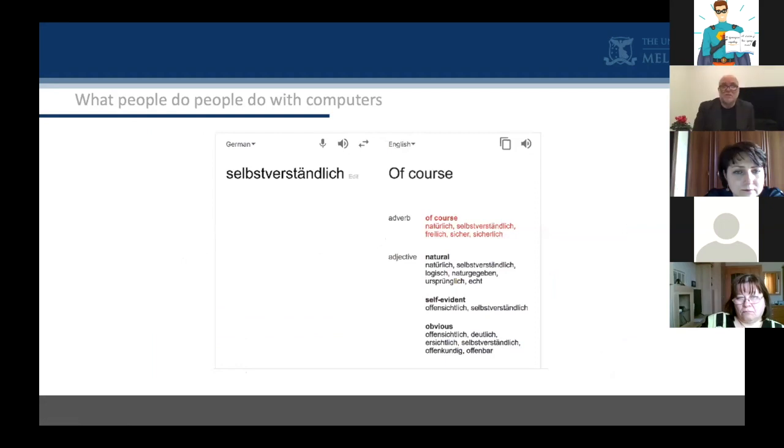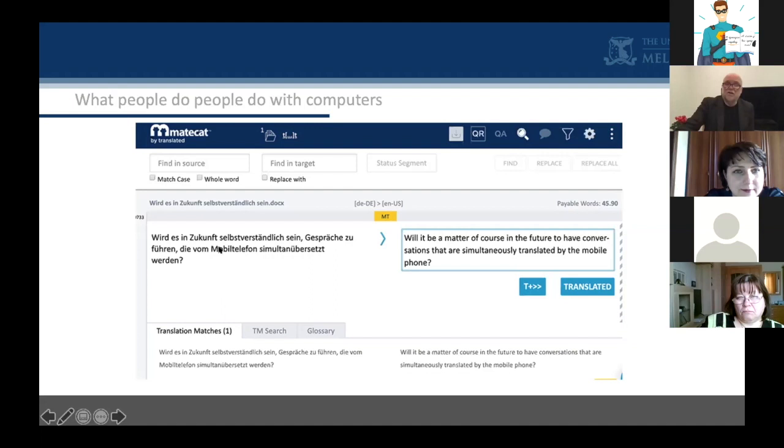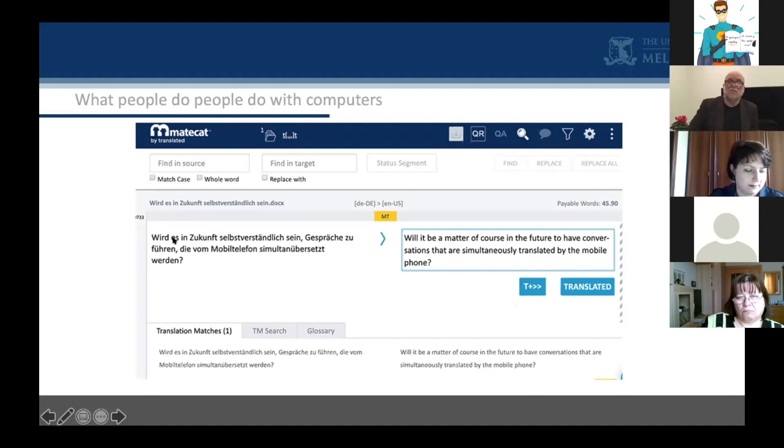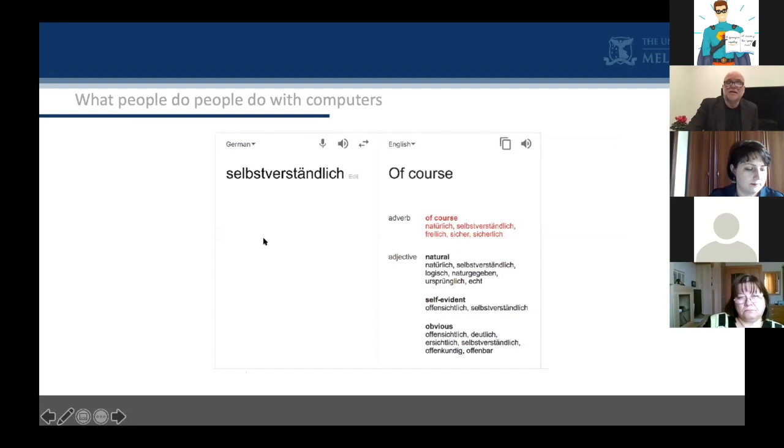But my simple point is, I'm working on this German problematic term here that was badly done, selbstverständlich, which is translated "a matter of course." It's not very pretty as a translation, not necessarily wrong. This is from Google Translate, when I got selbstverständlich, "of course." This is going to be wrong because that's an adverb. In the context, it is an adjective. So it's going to be wrong.